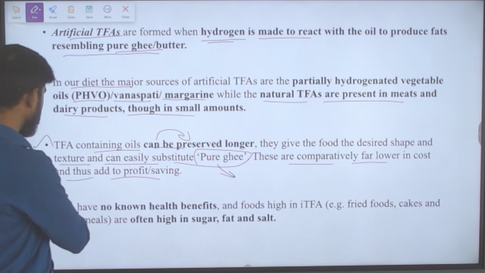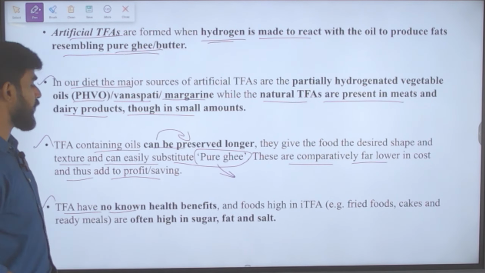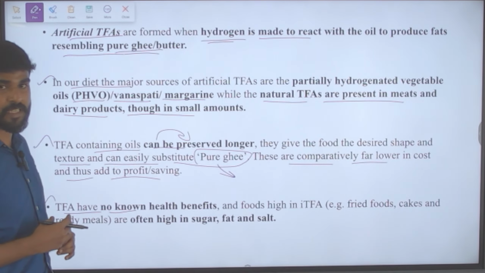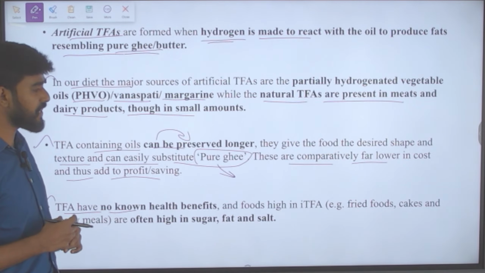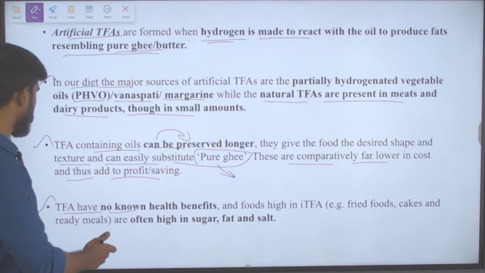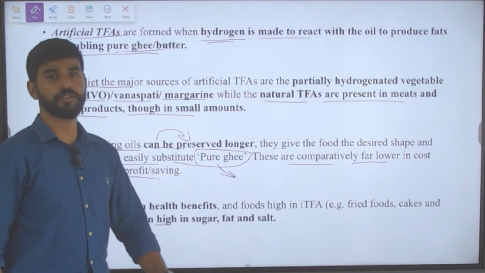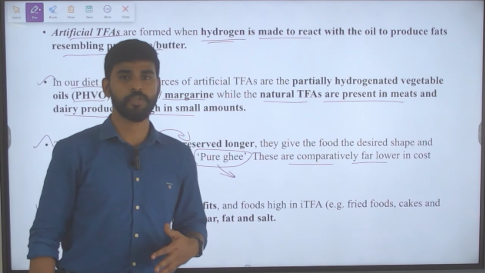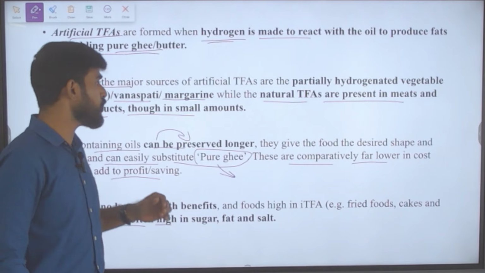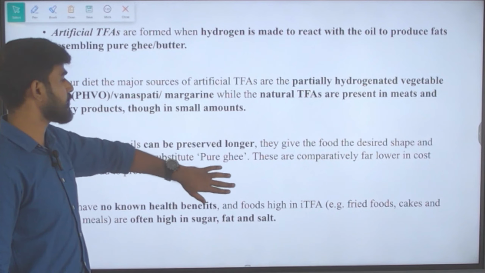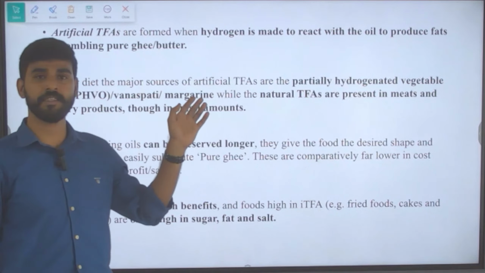Okay, and this TFA has no known health benefits, and the foods which are high in iTFA, that is industrially produced TFA, like fried foods, cakes and ready-made meals, are often high in sugar, fat and salt. All are very harmful to human health. Okay, so this is what we need to know from this particular topic, that is trans fatty acid, and the recent recognition given by World Health Organization to 5 countries for their best practices.